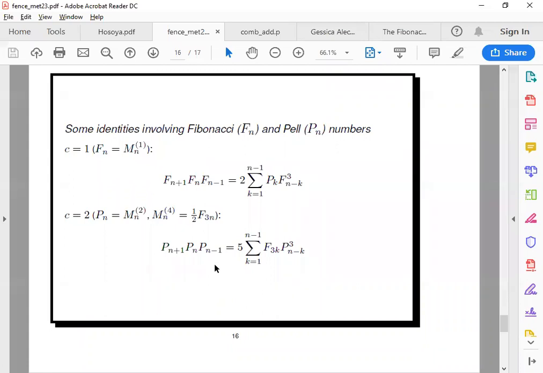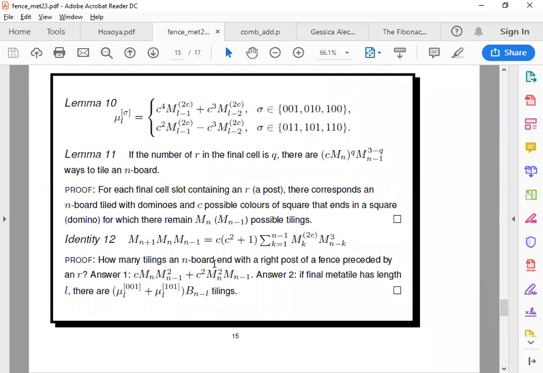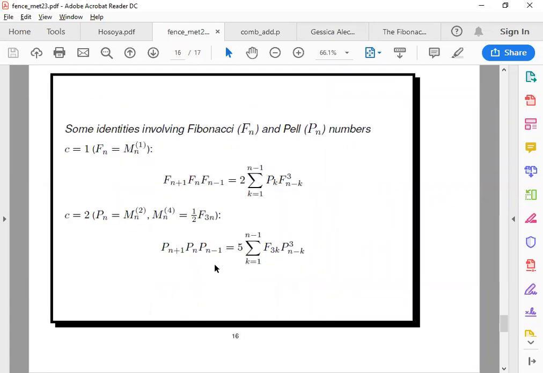And then because of this property that if we put C equals 2, remember we have M2C here, we'll get M4 here. Because M4 is actually half the even Fibonacci numbers, we end up with this sort of dual formula, which is that the product of three Pell numbers is a sum of the Pell numbers cubed times the even Fibonacci numbers.